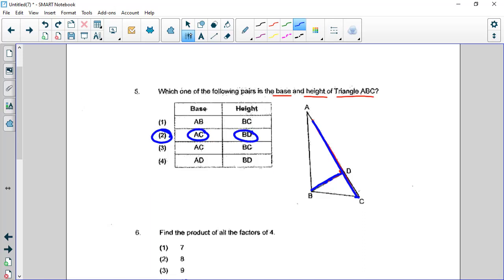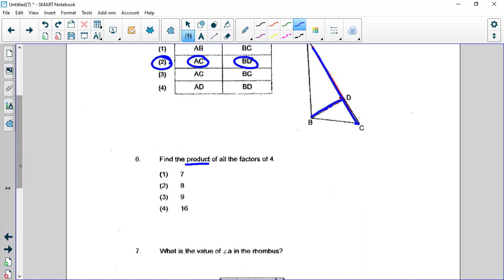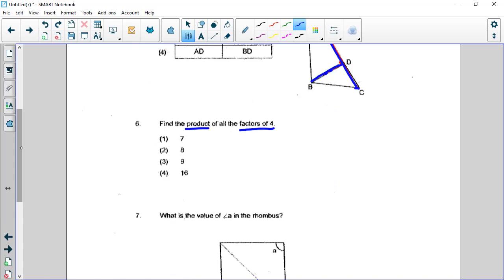Question number 6. Find the product of all the factors of 4. Now this one, let's see if we make a mistake. Even though it looks quite simple, you need to write down the factors of 4. Start with 1 times 4, and then 2 times 2, and then no more already. Once there's a repeated factor, you can stop already. So what are the factors? Product means you have to times. So 1 times 2, and you don't have to times 2 again, because why? Repeated factor. So anybody who takes 1 times 2 and times 2 again, the answer is wrong. You should take 1 times 2 times 4.